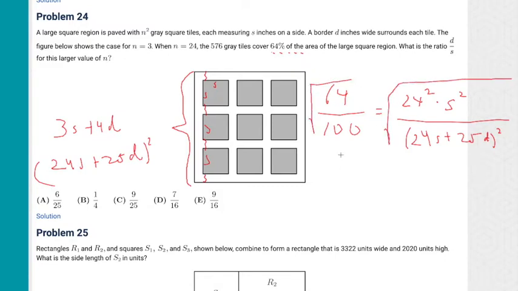equation, right? So you get 8 over 10, that's the square root of 64 over 100, right? Is equal to, now the square root of 24 squared times s squared is 24s. And then the square root of something squared is just itself, right? So you get 24s plus 25d.